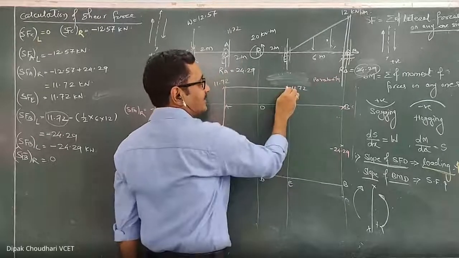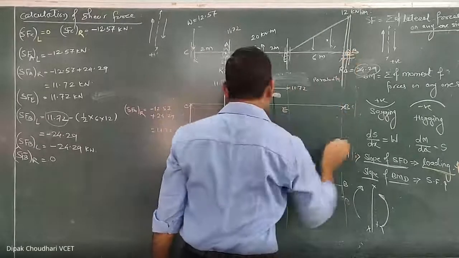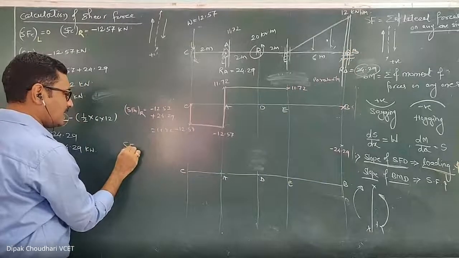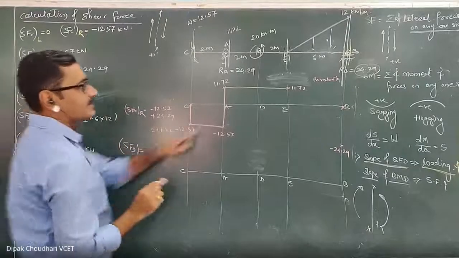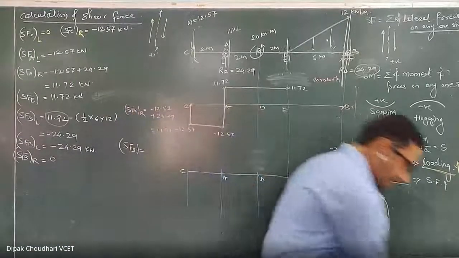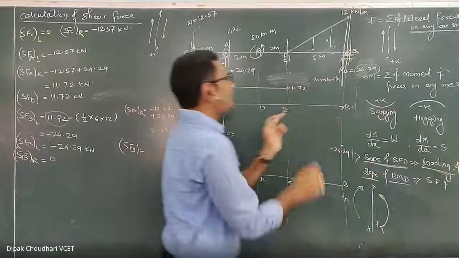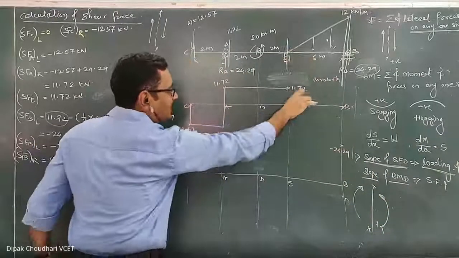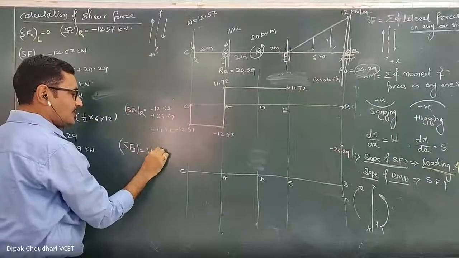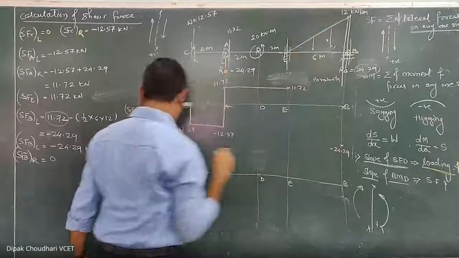Okay. Now how much is the shear force at point B? Listen to me. Shear force at point B कितना आएगा? Shear force at point B. So at this point it is 11.72 plus 11.72. This load is downward. Downward I say minus.